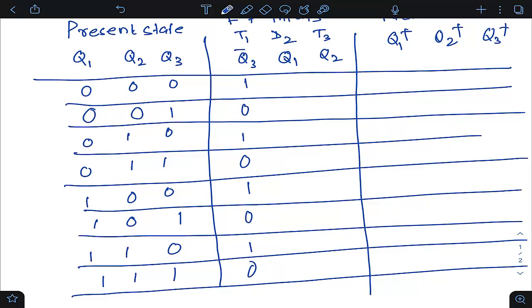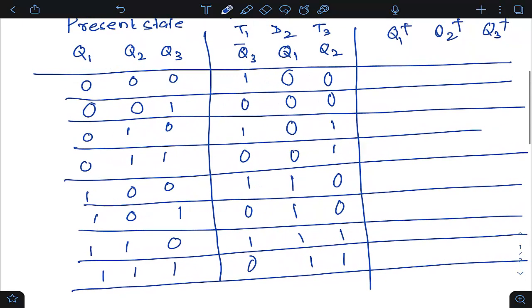Now what is your D2? D2 is Q1. So this column I'll be copying as it is. So you get here 0 0 0 0 1 1 1 1. What is T3? T3 is Q2. So this column I'll be copying as it is. So 0 0 1 1 0 0 1 1, right?